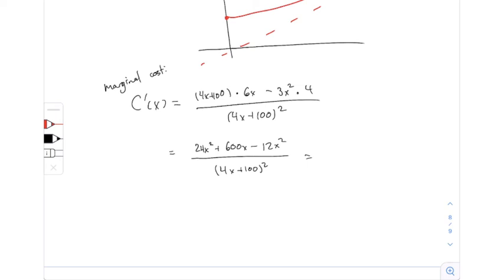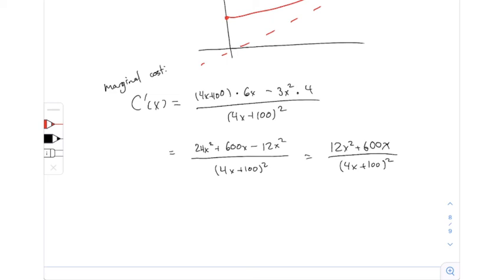The x squareds will combine. I get 12x squared plus 600x over this denominator, 4x plus 100 squared. And I'll leave it at that. All right, that's as simple as I want it to be. Just trying to make it easy to plug numbers in using my calculator. Okay?